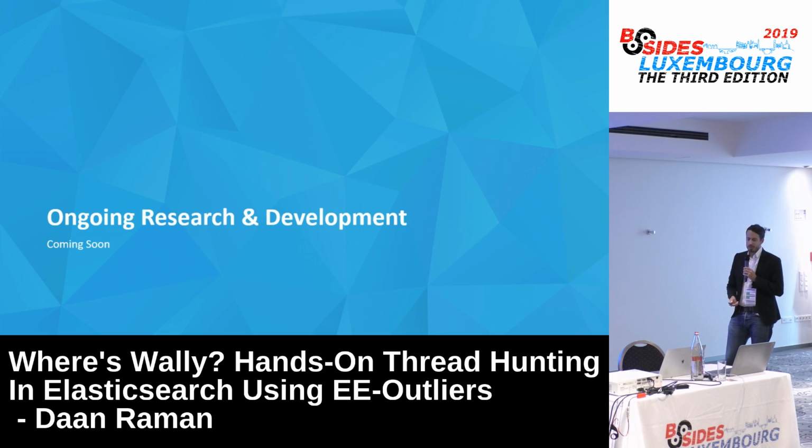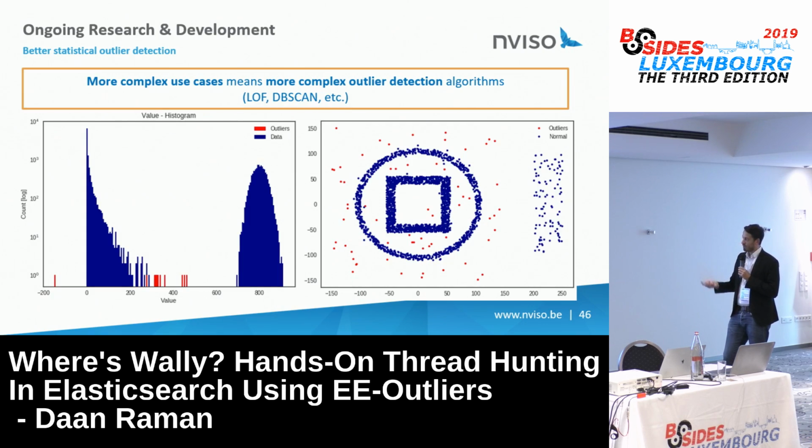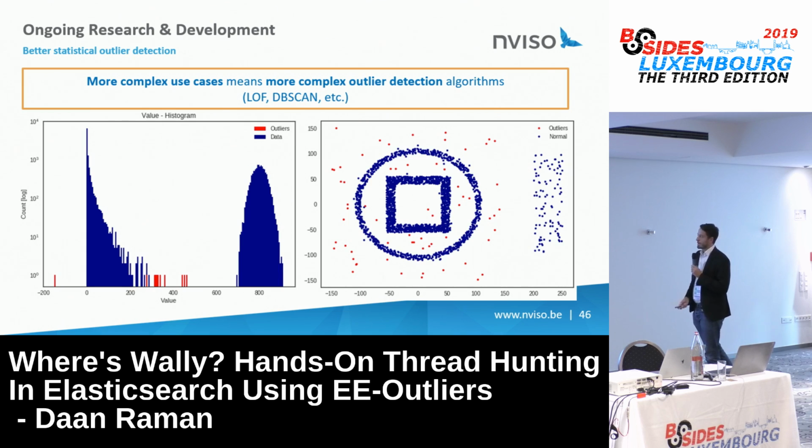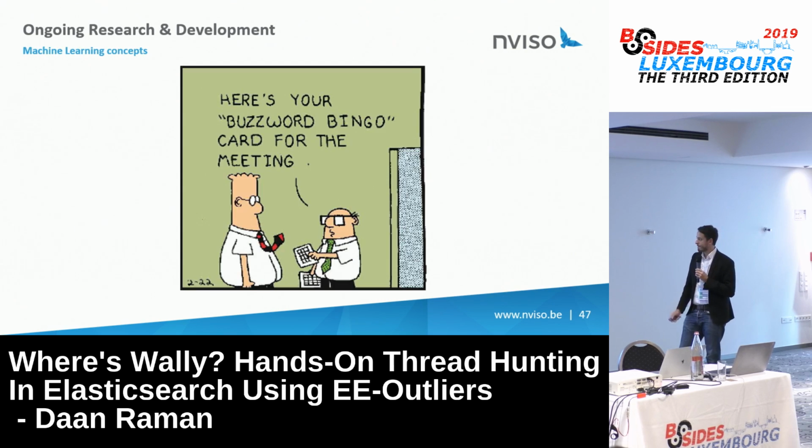A bit of the ongoing research. More complex means of detecting outliers. So the more complex the model is, the more complex type of statistics you need. LoveDB scan are just two examples that generate some nice graphs that I could show today. So here you're basically trying to map an outlier on higher dimensions than just what you would typically see on a graph, an X and a Y axis. Interesting, but a bit difficult to debug in an actual use case.